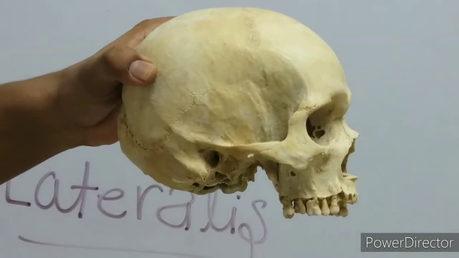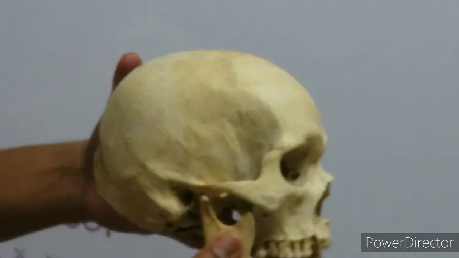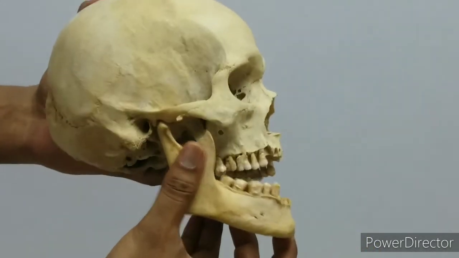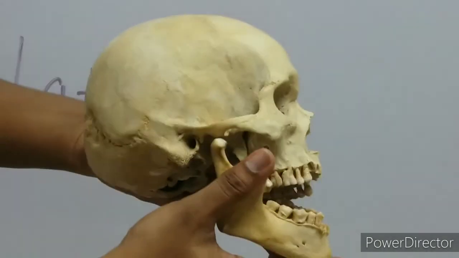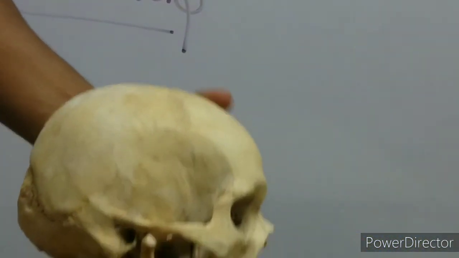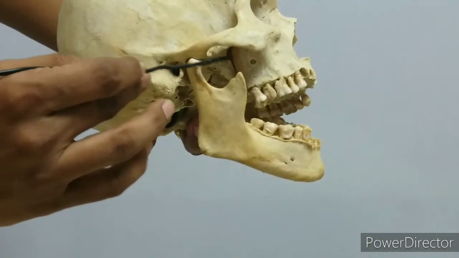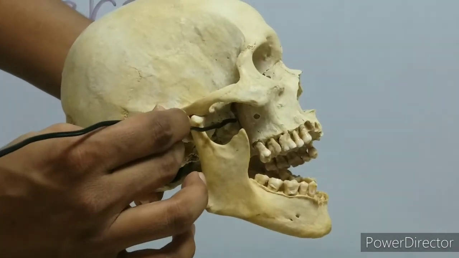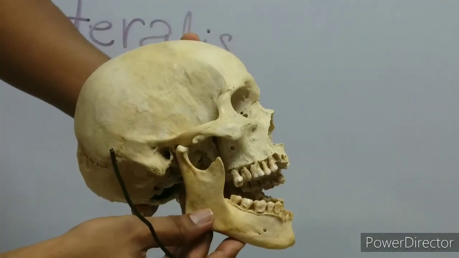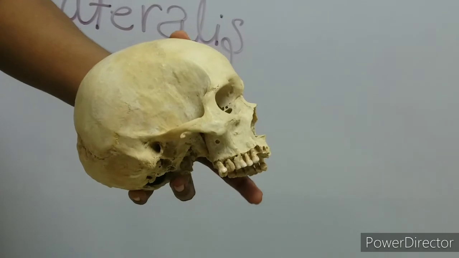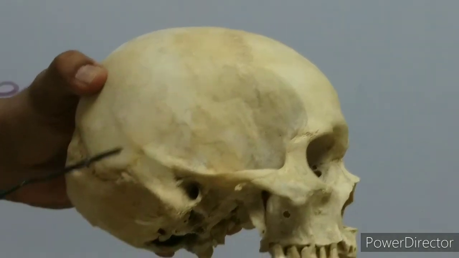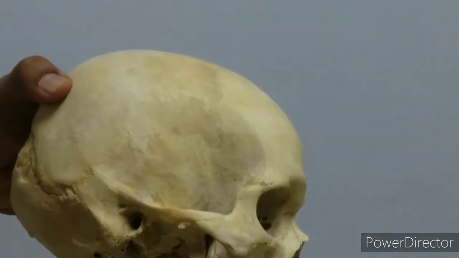Okay, so now only two topics are not covered in the norma lateralis. First is this part, which is the infratemporal fossa, and the pterygopalatine fossa that we will discuss later. Okay, so now in this tutorial the applied anatomy is important, that is this point, the pterion, and this point, the asterion. Thank you so much.